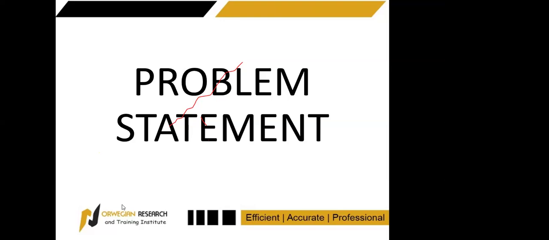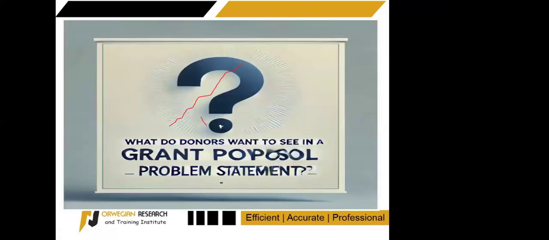Let's move to the problem statement. Actually, this section of the problem statement, if it is not well conceived, we don't have a case, because when there is a case, it is this section that they will look at so that they can fund you. So similarly, please let us write, what do donors want to see in this grant section, the problem statement? Just write down in the chat box, what should go into this section?